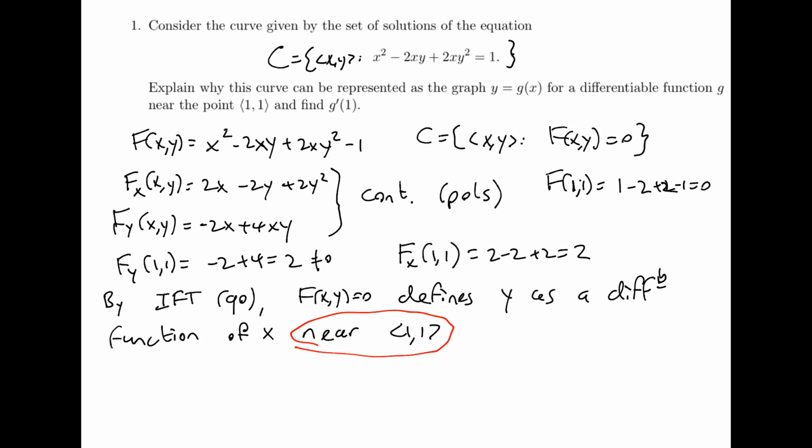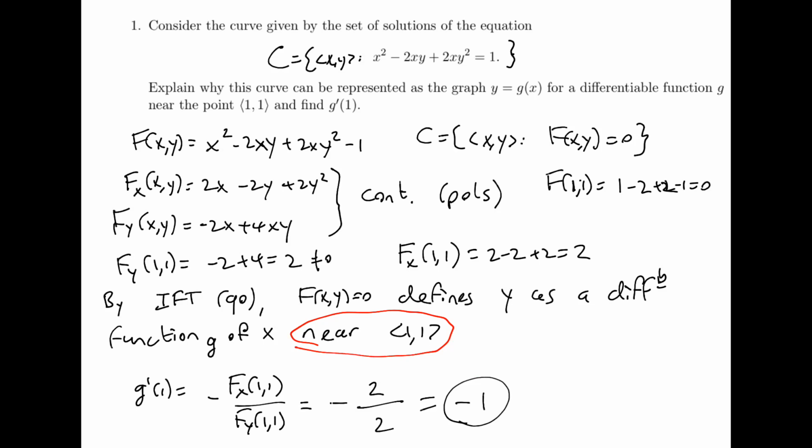And now the last thing that we have to do is compute, so differentiable function, let's say function g, and now we have to compute g prime of 1. According to the formula, this is equal to minus F_x in the point (1, 1) divided by F_y in the point (1, 1). And that is equal to 2, that is also equal to 2, and so the final answer is that it's equal to minus 1. And that ends the explanation for the first exercise.